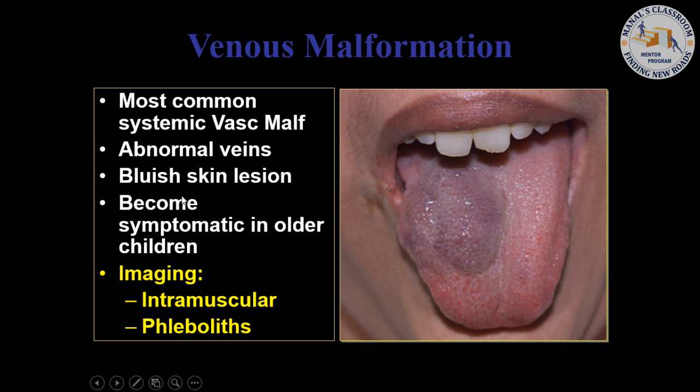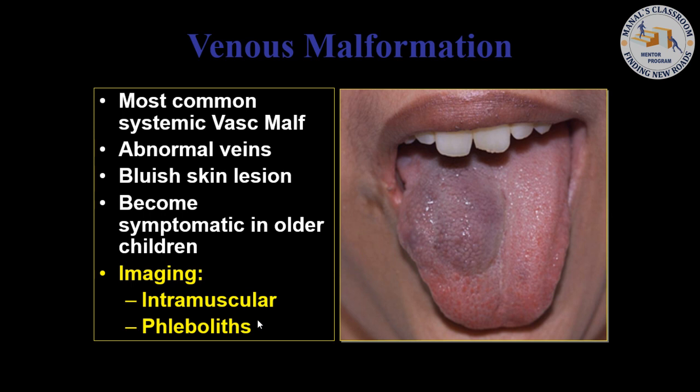It's associated with abnormal veins, and from an imaging standpoint, this is what we look for. We look for an abnormality that typically involves the muscle, and we look for phleboliths. So the other name for a vascular malformation in the head and neck was called a cavernous hemangioma.